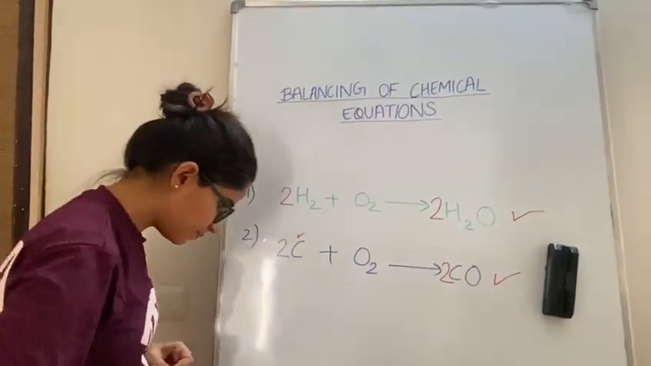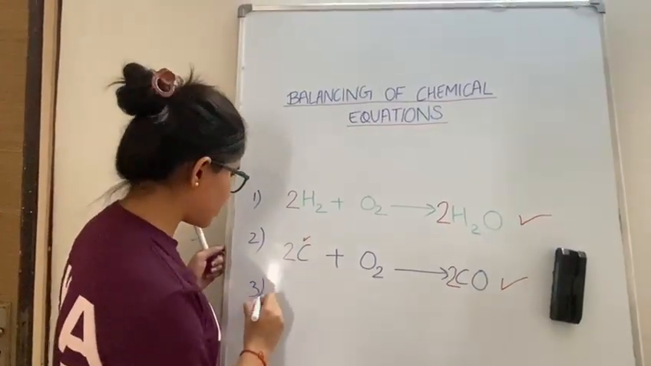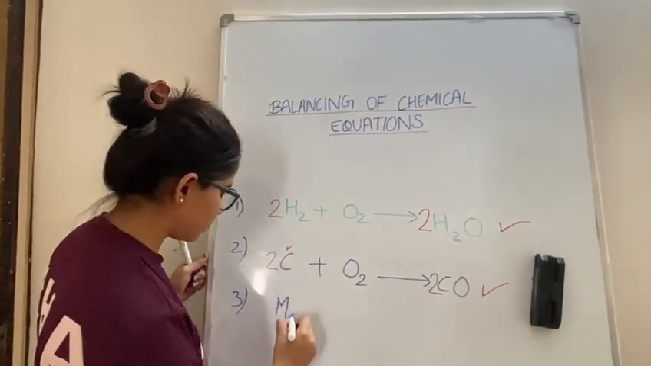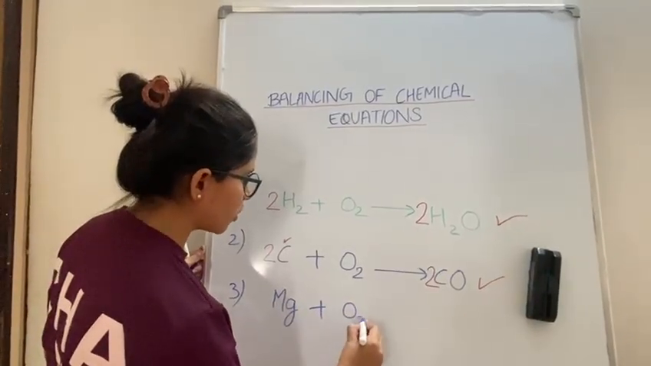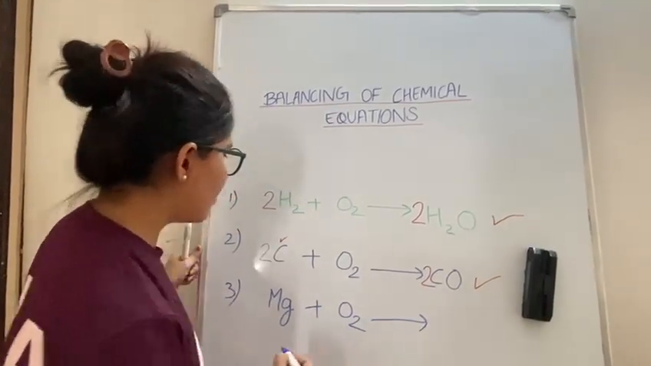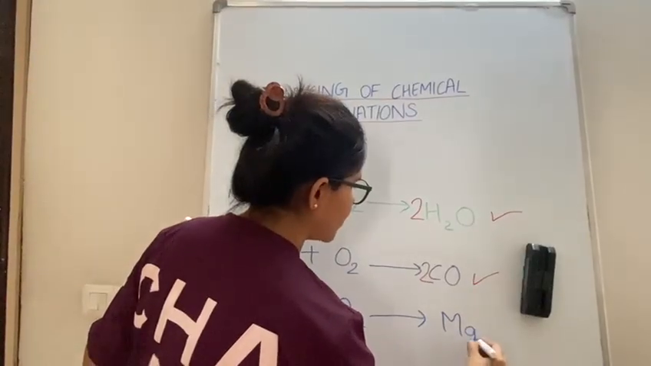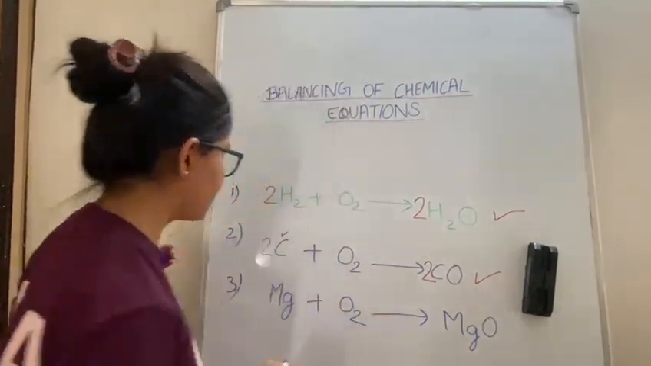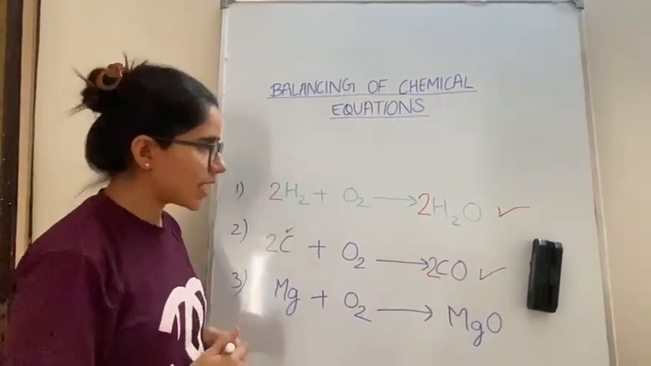That is, magnesium reacting with the oxygen. It is magnesium reacting with the oxygen to give magnesium oxide. It is magnesium oxide. So in this example also we will follow the same steps as we did in the 2 previous examples.